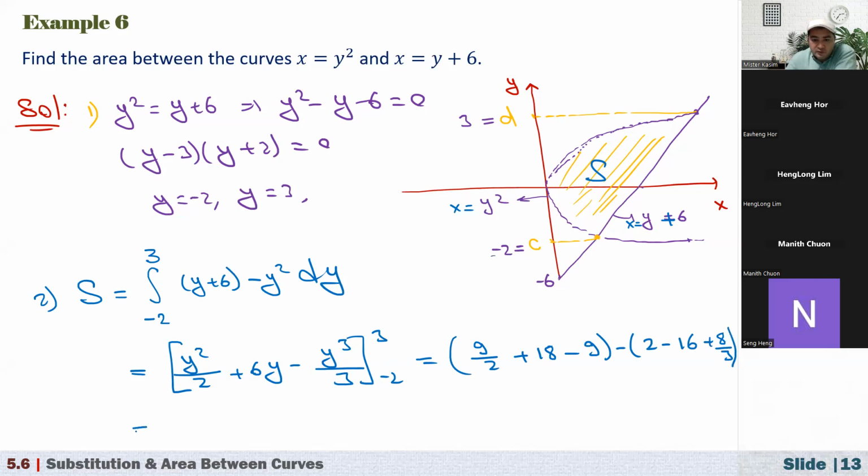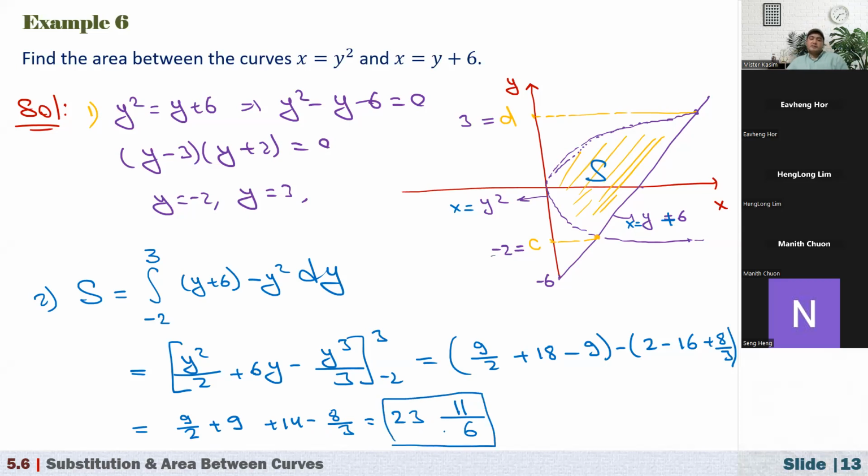So this is equal to, let me simplify this, 9 over 2 plus 9, and the minus 14 becomes plus 14, minus 8 over 3. That's equal to 23 here, and how about this fraction part? It is 27 minus 16, so that is 11 over 6. So the answer is 23 and 11 over 6.